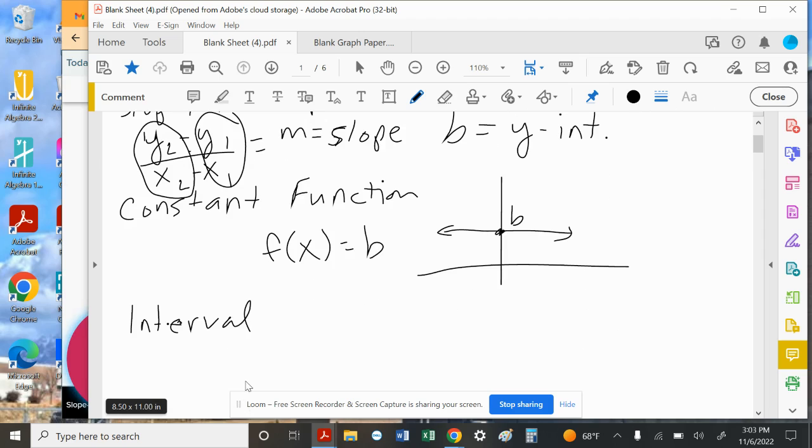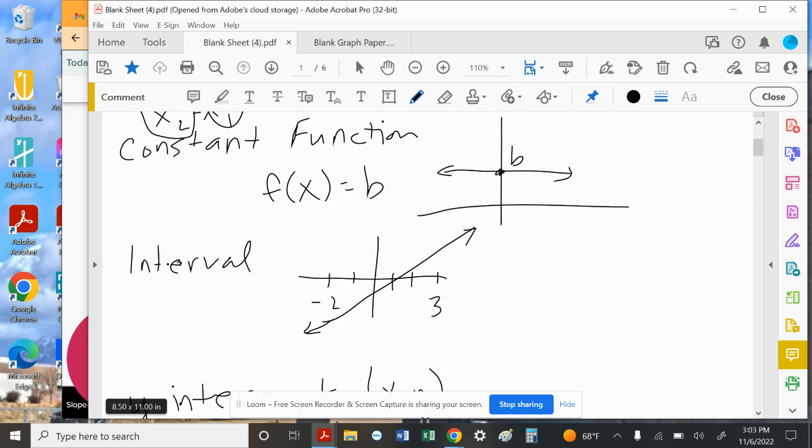Okay, and then what is an interval? Let's say that I want to figure out, okay, what's the function doing between two x values? So let's say I have a function, and let's say over here I have -2, and over here I have +3, and I have a line that goes through the entire graph, right? Remember, those arrows mean it continues on forever. But let's say that I really want to find out what's happening between this point right here and this point right here.